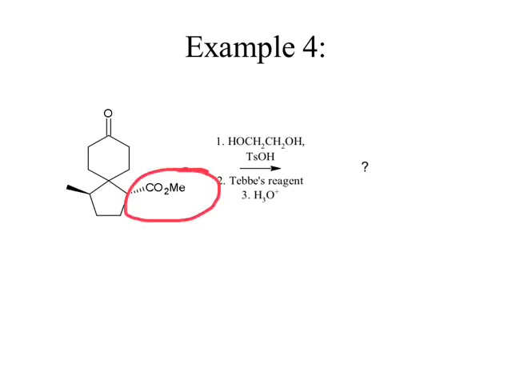Now why so? Because you can see on this arrow there are three steps. First step is treatment with ethylene glycol in the presence of tosic acid. Second is reaction with Tebbe's reagent, and third is hydrolysis. So when do we use ethylene glycol? Generally it is used as a protecting group for ketones.